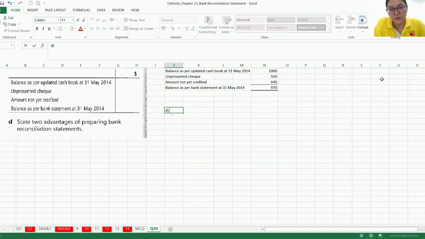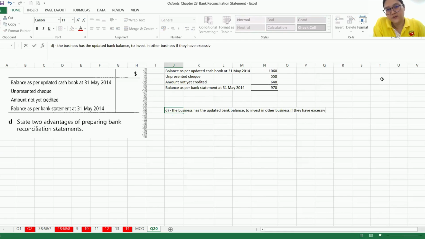What's the advantage when we prepare the bank reconciliation statement? So we will know that the business has the updated bank balance. So what they can use it for is to invest in another business if they have excessive bank balance.